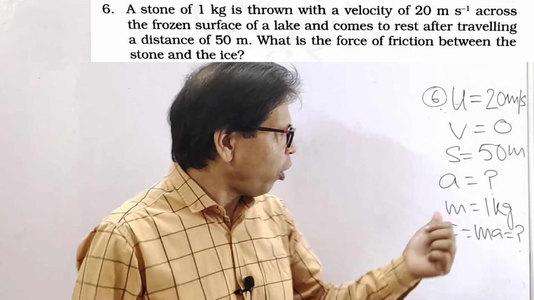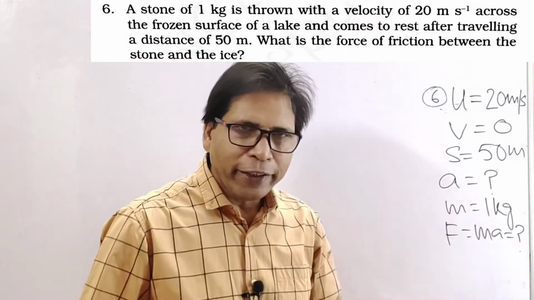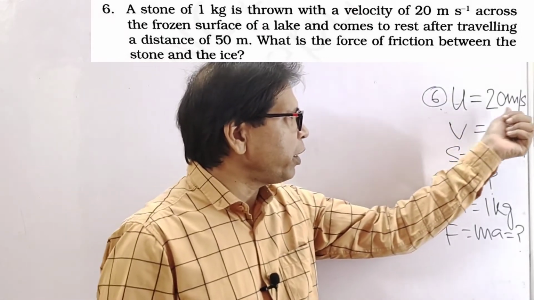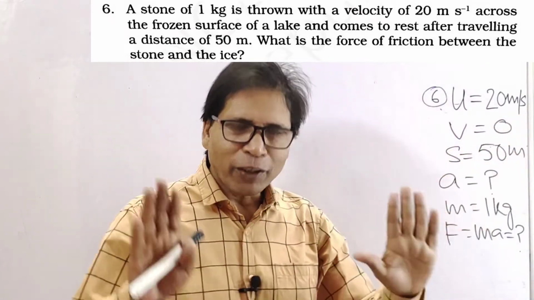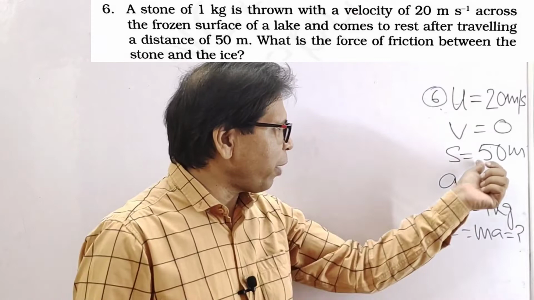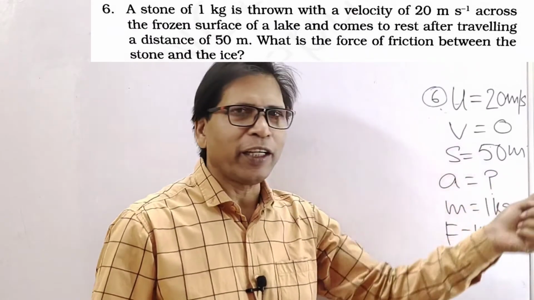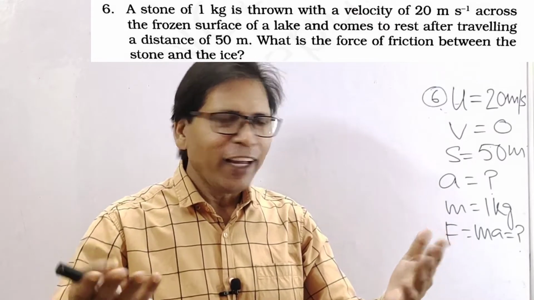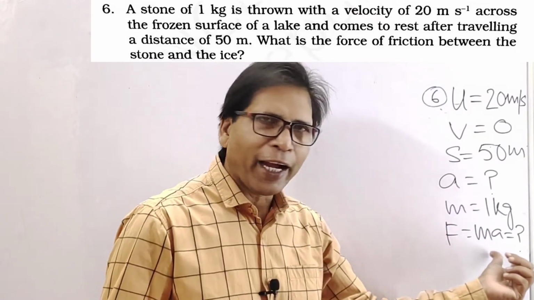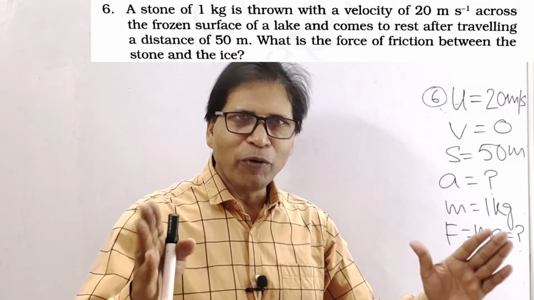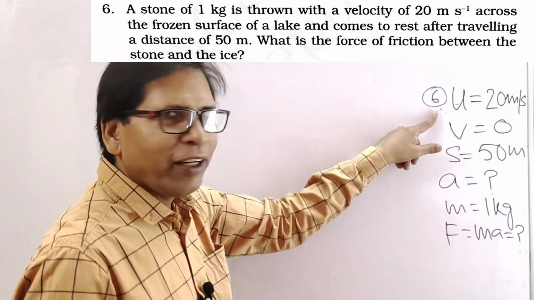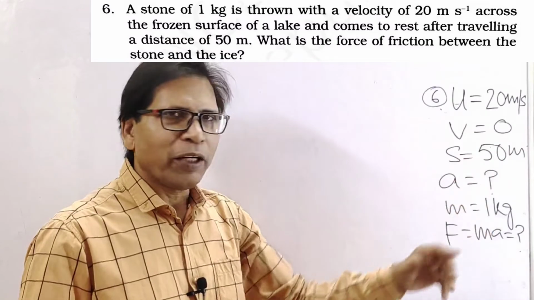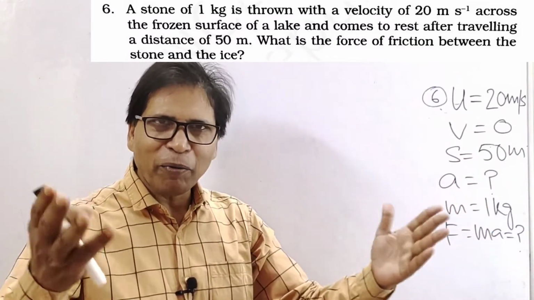Next. Now NCERT numerical 6. A stone of mass 1 kg is thrown on a frozen surface with velocity 20 meter per second. The stone comes to rest after traveling a distance of 50 meter. We have to calculate the retardation and force of friction acting on the stone. Look at this, here u is given, 20 meter per second, v is given and s is given. We have to calculate a. What is the formula?